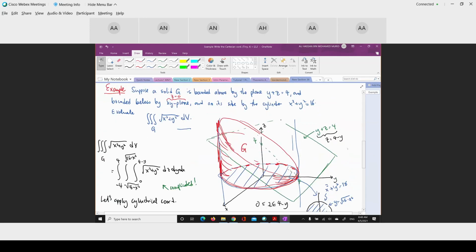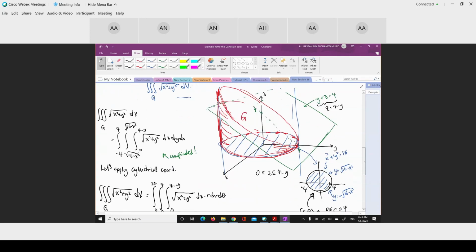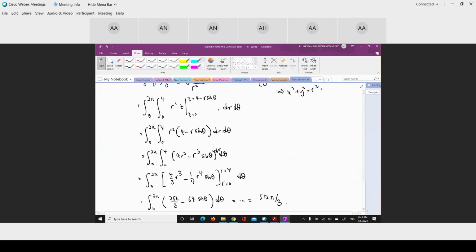Again, a sketch is helpful here to get the idea of the bounds of x, y, z, and also r, theta, z. Any question for this example? No, sir. All right, so let's look at another example.